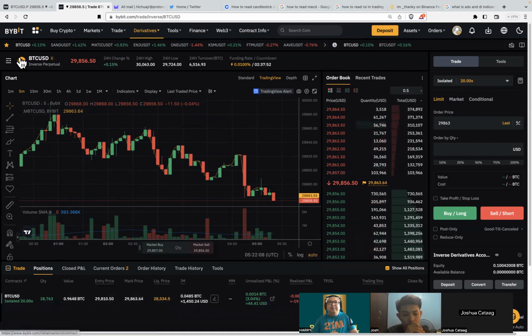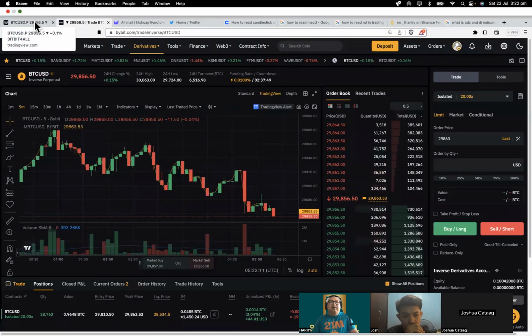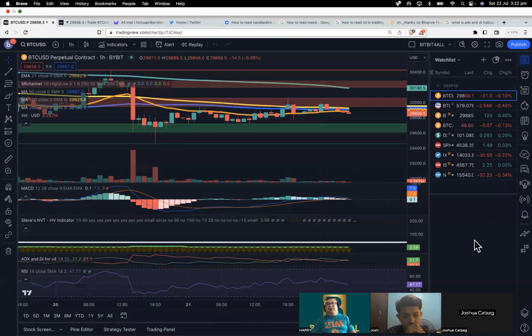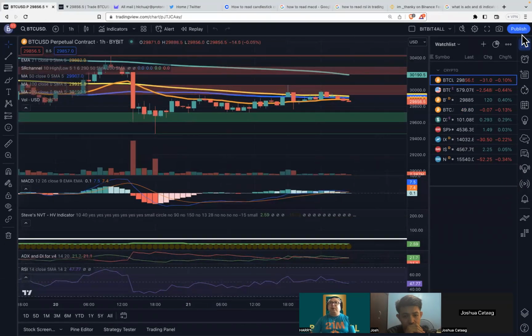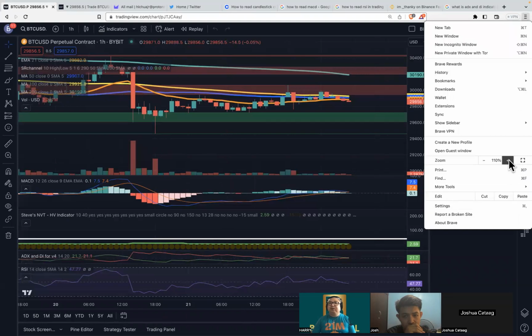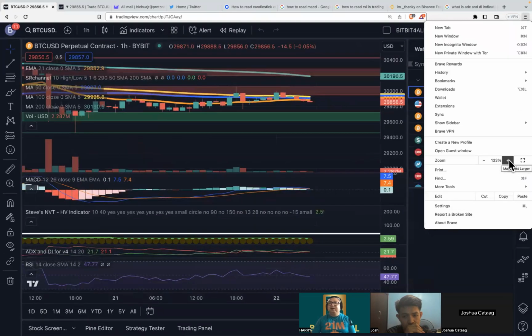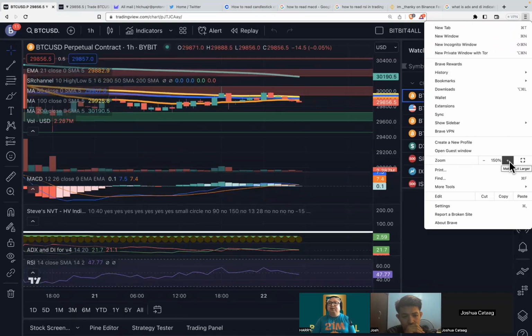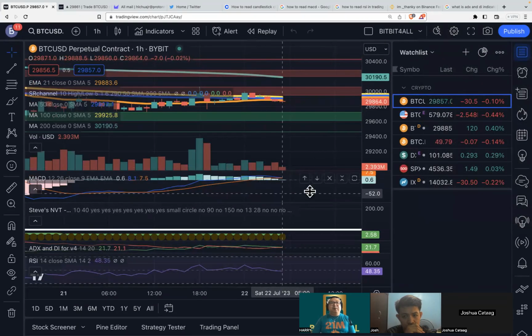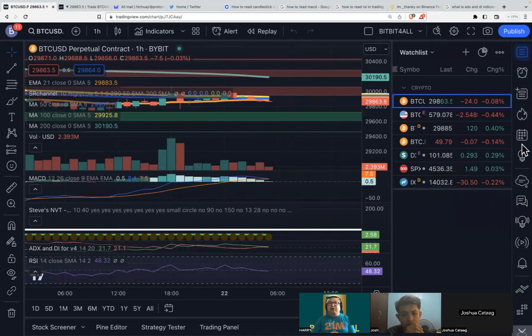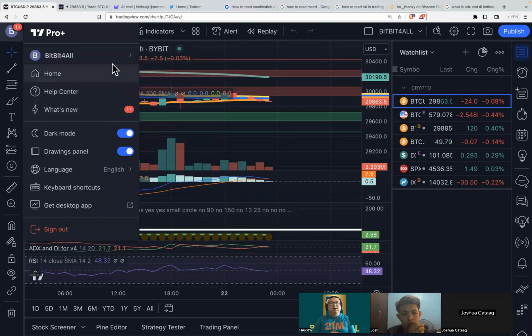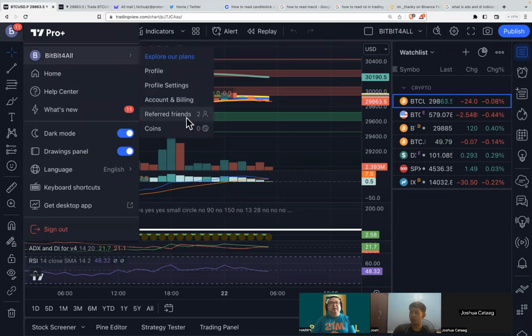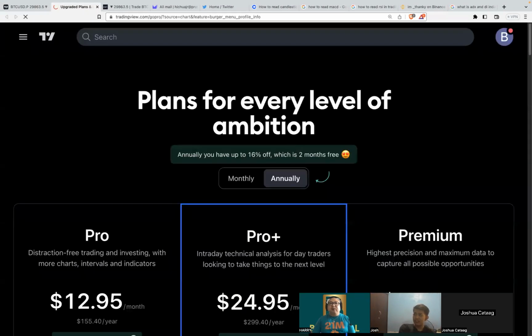Sige. So punta tayo sa TradingView. So ang TradingView should be your most important partner. This is your trading tool. Okay? So ito yung pinaka-importanteng trading tool mo. So dapat mag-sign up na kayo. Ito yung mga plans. Explore our plans. So sign up kayo.